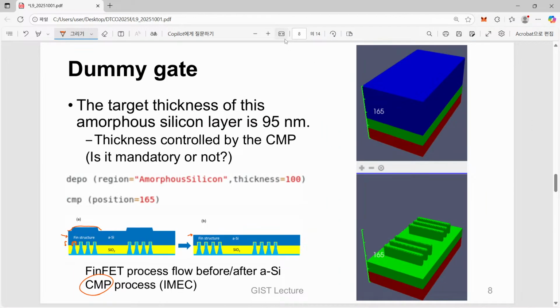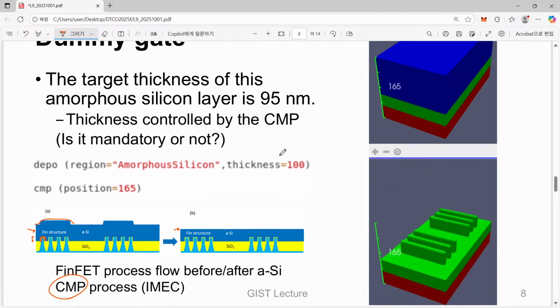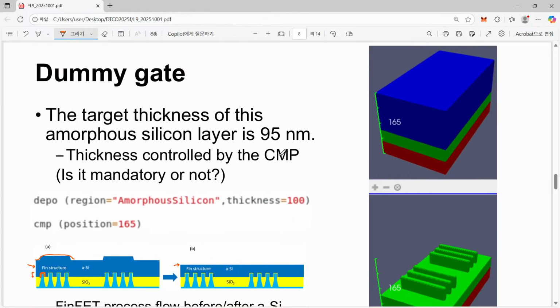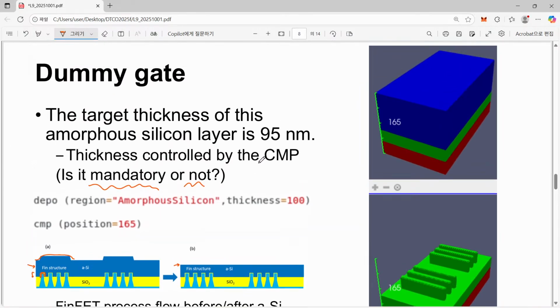At the beginning I left out this planarization, and the final pattern looked quite ugly, up and down. By adopting this CMP, the shape becomes quite beautiful and straightforward. That's the reason why I'm taking this option, but I'm not sure this is really mandatory or not. So anyway, we have this final structure.